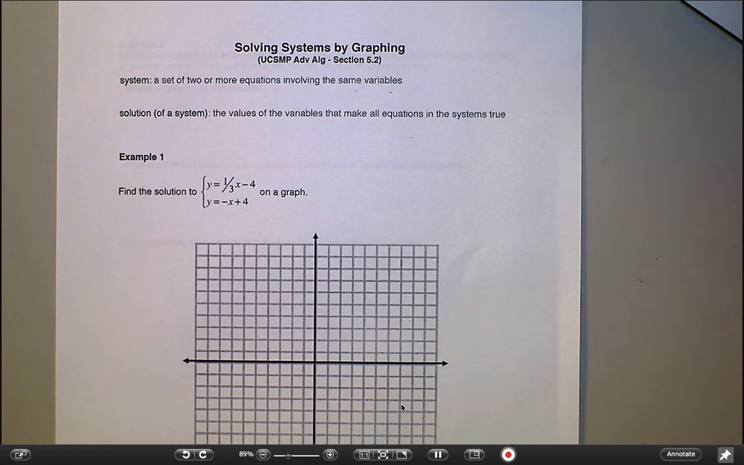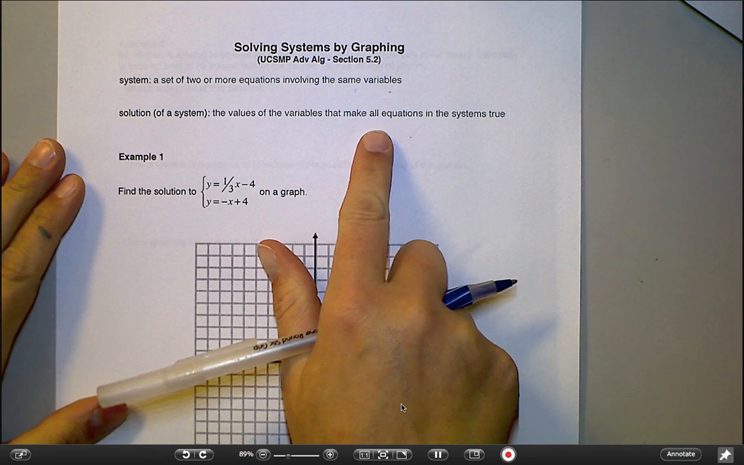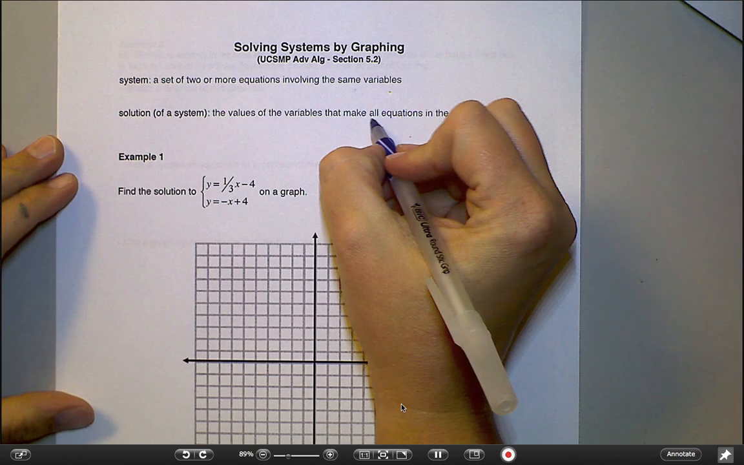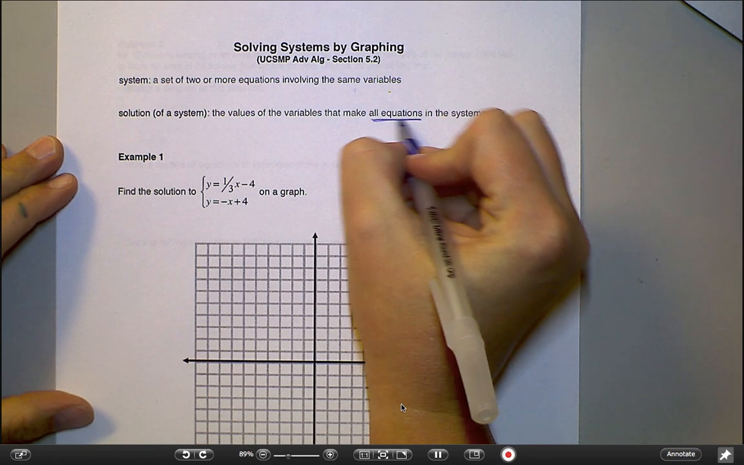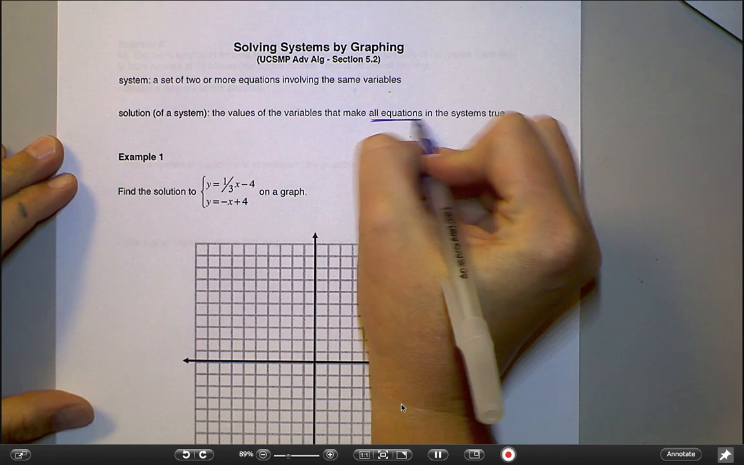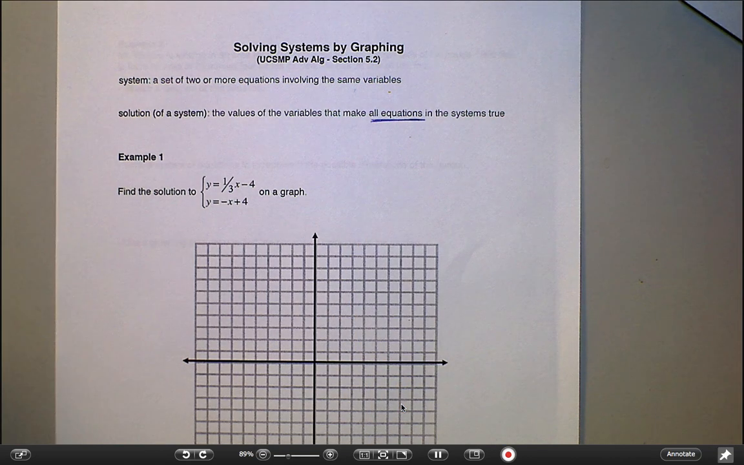And that represents all of the possible solutions to one of the equations. The solution of the system, however, has to be one specific set of variables that make all the equations true at one time, okay? There are a lot of different ways you can solve systems. Today we're really just focusing on solving them by using graphing.